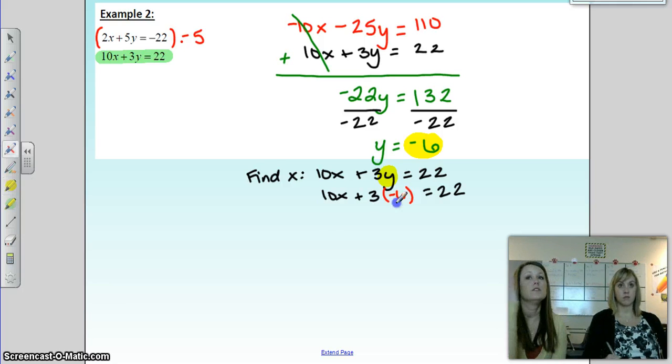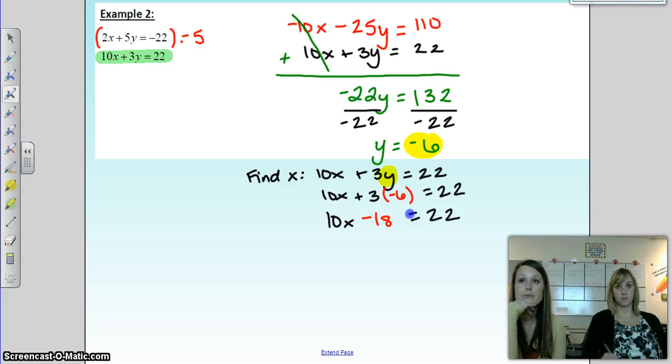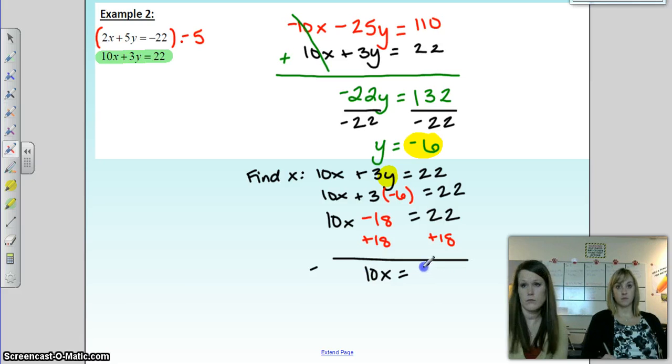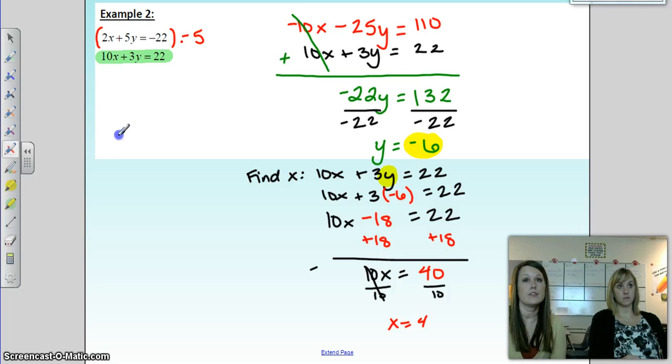So now we have 10x plus negative 18 equals 22. And we just solve for x now. Keep going, like we've been doing. So 10x equals 40. Yep, and divide by the coefficient. So x equals 4. So now we write our answer as 4, x always comes first, negative 6. That's our solution.